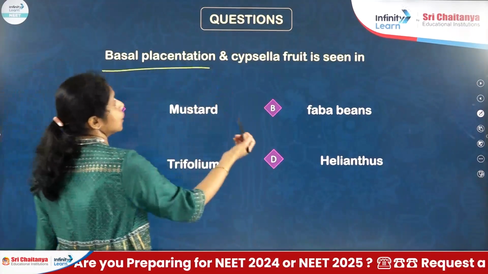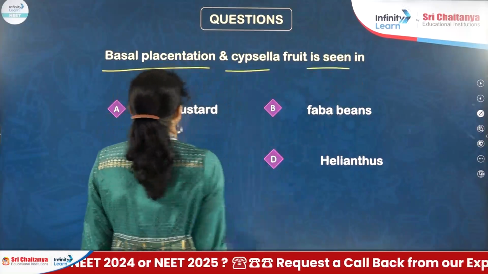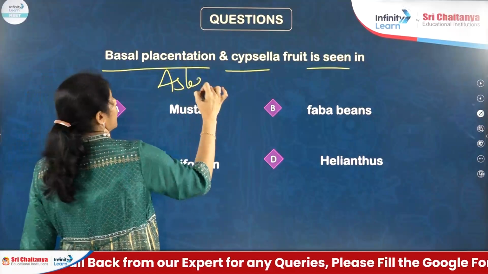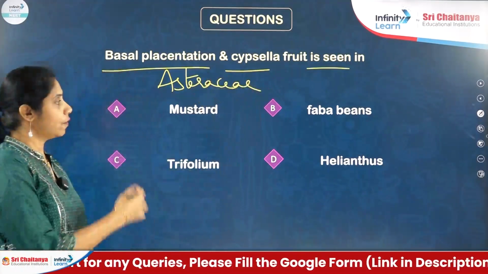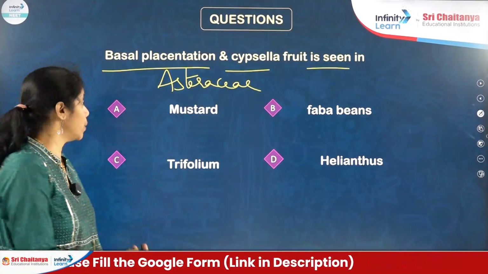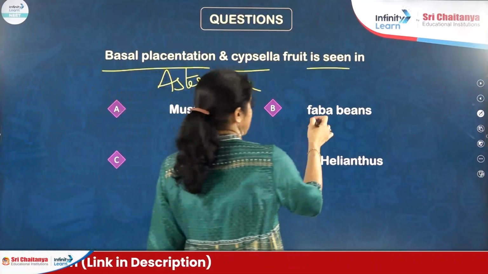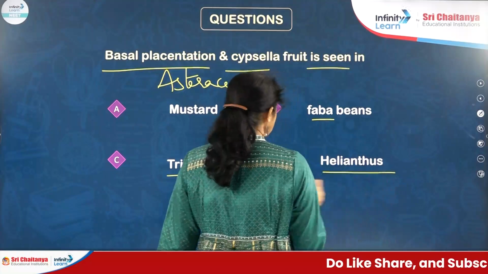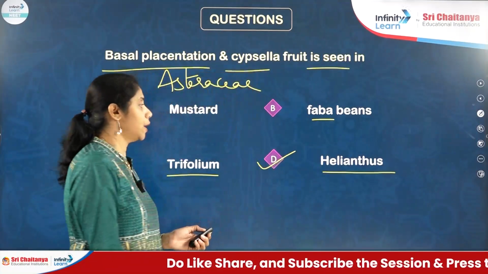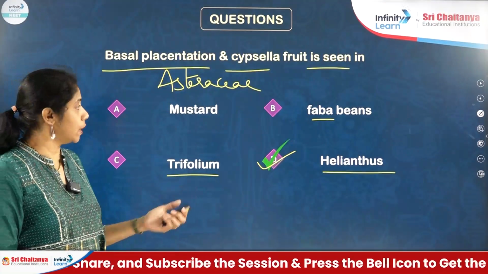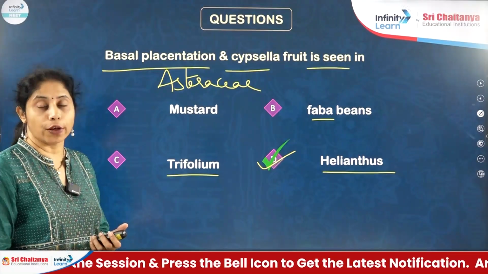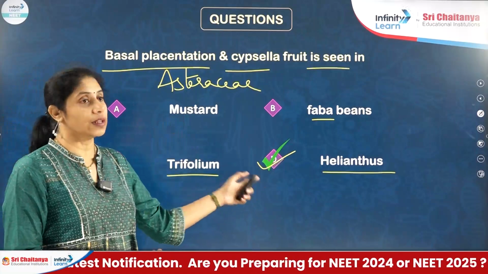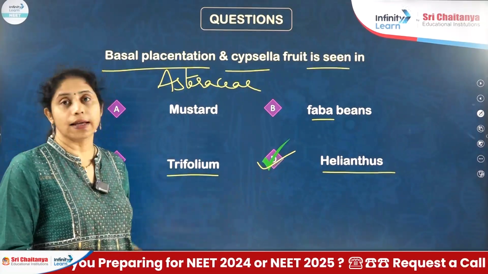Then, basal placentation and cypsela fruit is seen in. This basal placentation and cypsela fruit is characteristic of the Asteraceae family. So find out in the given ones which is the Asteraceae member: mustard, Brassicaceae; faba beans, Fabaceae; trifolium, again Fabaceae; helianthus, this is the sunflower family. Helianthus annuus is the scientific name of sunflower. So basal placentation and cypsela you can see in the Asteraceae family member, that is helianthus.